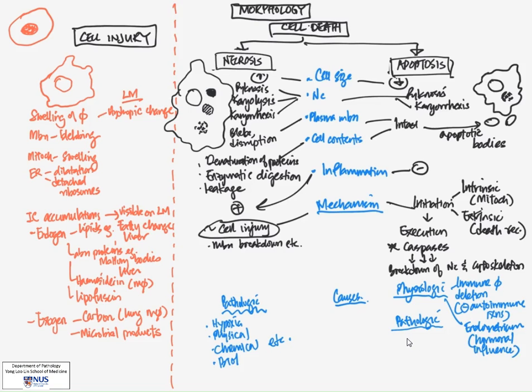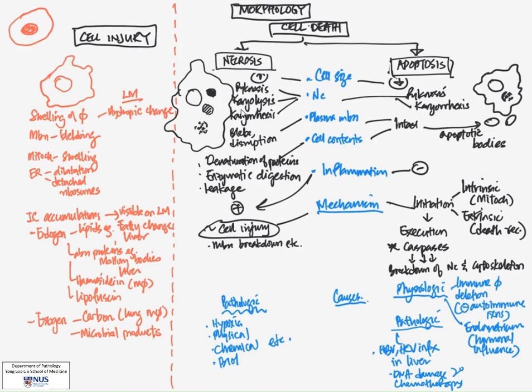For example, in certain infections, like in hepatitis B or hepatitis C infections, the liver cell death occurs through apoptosis. And another example would be in patients who are receiving chemotherapy. This can give rise to very severe DNA damage and can cause cell death through apoptosis.